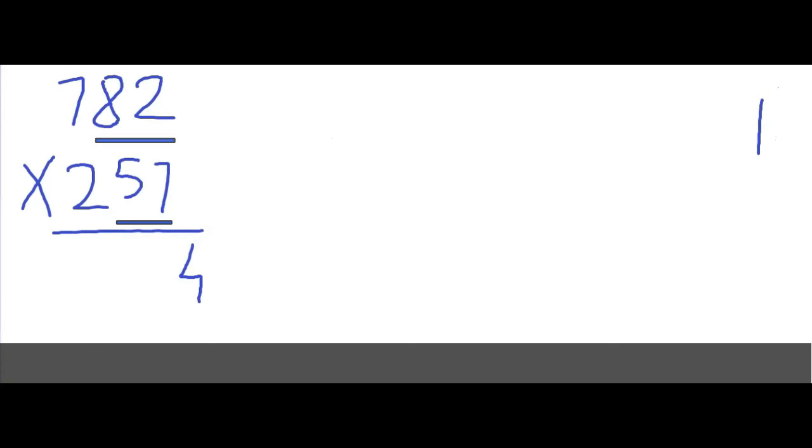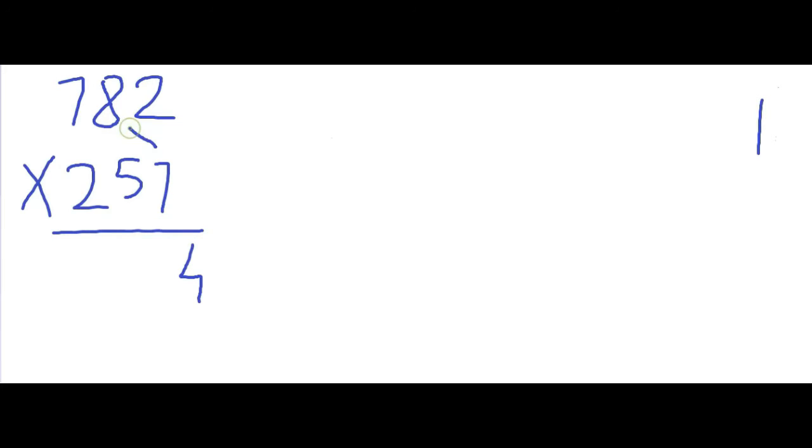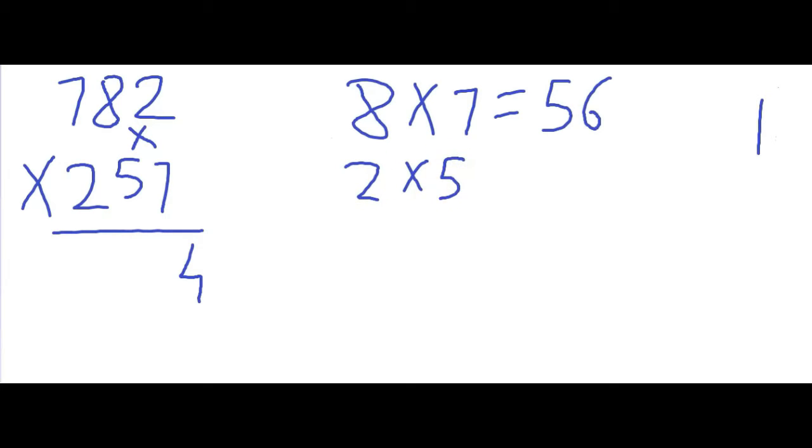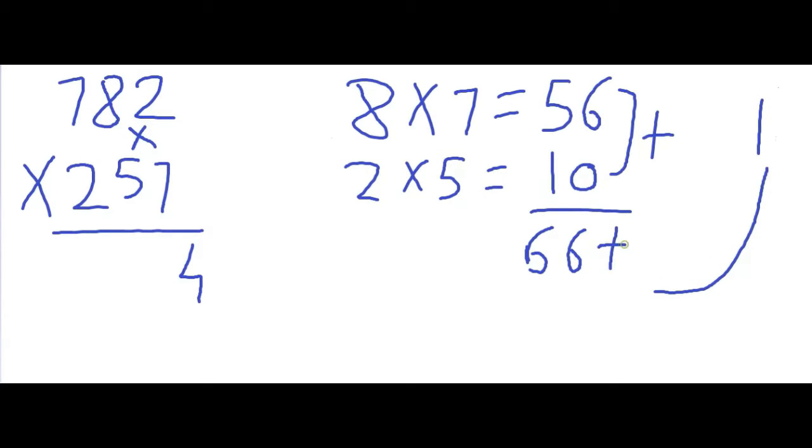So move to the next step. In the next step, consider the last two digits of both numbers and take cross multiplication. That is, multiply the 8 to 7 and 2 to 5. So 8 into 7, we get 56, and 2 into 5, we get 10. Take addition between these two numbers, we get 66. Then add the carry from the previous step to this number, we get 67. So write down this 7 in the answer and take this 6 as a carry for the next step.